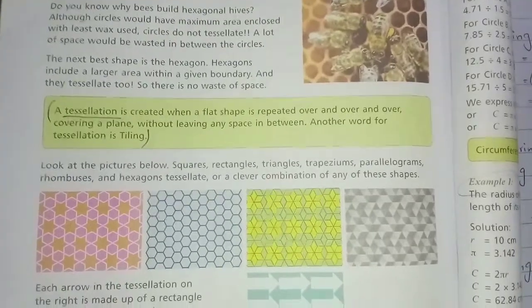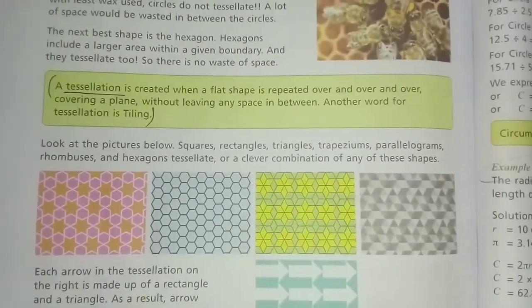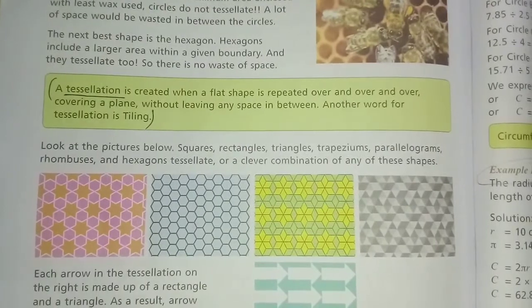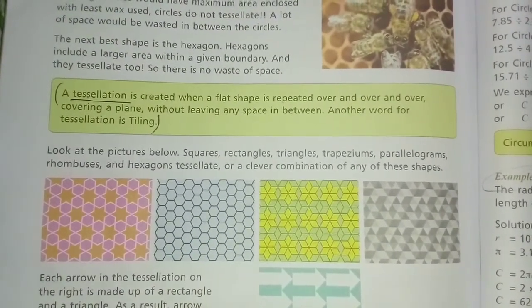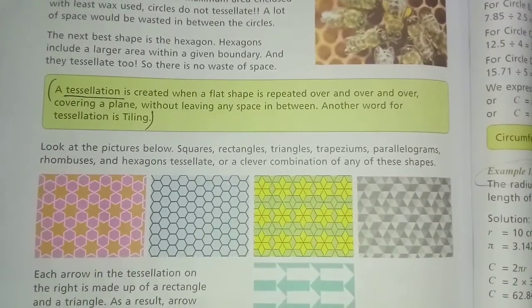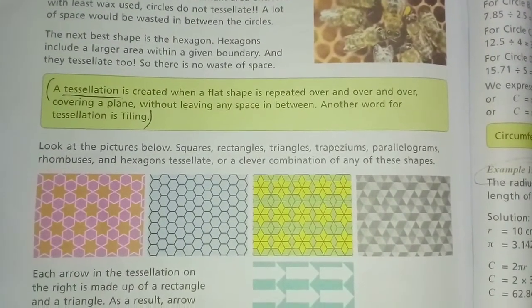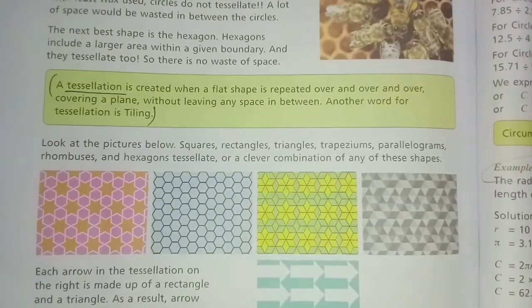Assalamu alaikum students, class 7 chapter number 17, and today we have to learn what tessellation is. A tessellation is created when a flat shape is repeated over and over, covering a plane without leaving any space in between. Another word for tessellation is tiling.